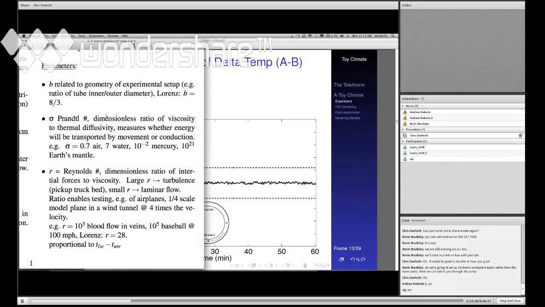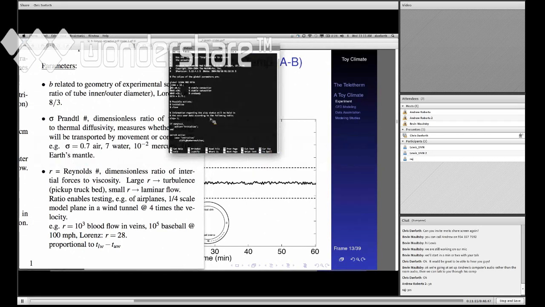And then the Reynolds number, and this is the most important parameter, and it relates to the forcing, right? So how much energy are we putting into the bottom half? How much are we taking out of the top half? And as you dial this Reynolds number up, you get more interesting behavior. So those are the details.